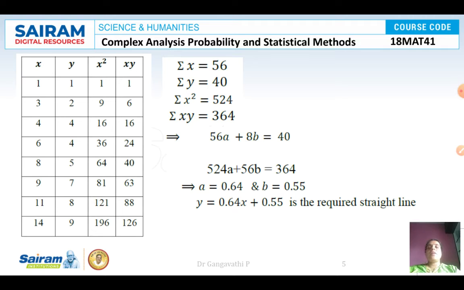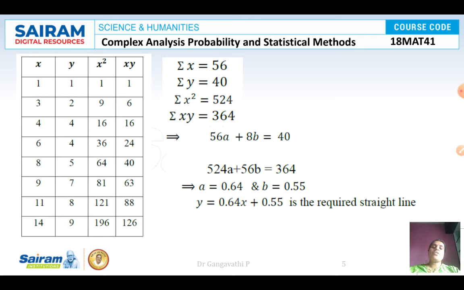So let us find out the required values. We wanted summation x. When we add all the values of x, it sums up to 56. And when we add all the values of y, it gives the value as 40. The sum of all the values of x square is 524. And the sum of all the values of xy is 364.